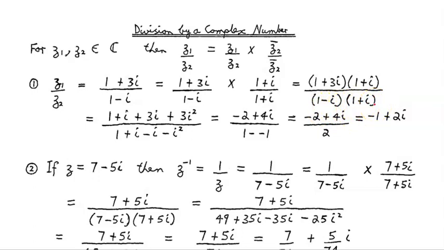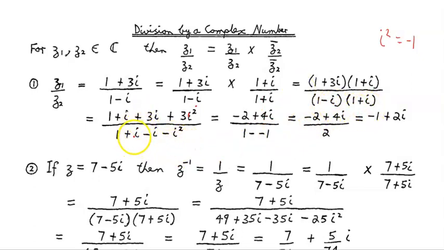Expand out the parentheses. 1 plus i plus 3i plus 3 times i squared. And you remember i squared is equal to minus 1. Okay, and so underneath we have 1 by 1 is 1. 1 by i is 1i. Minus i times 1 is minus i. And minus i times i is minus i squared.